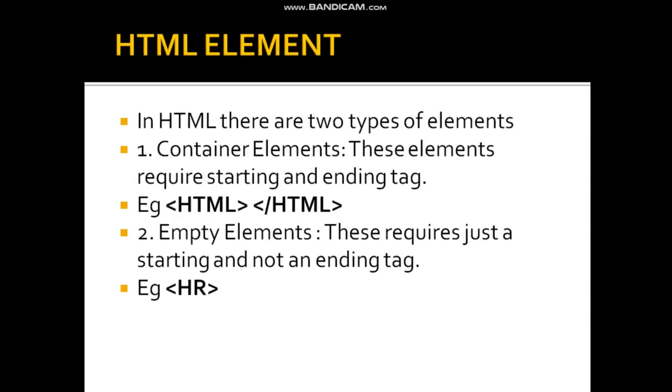Now what are HTML elements? There are two types of elements. First, container elements, and second, empty elements. Container means they have a starting and an ending tag also. Empty elements mean they just require a starting and not an ending tag. Now what is a tag? You might be confused about what a tag is. Just understand that a tag is what is written inside the angular brackets. Can you see? Angular brackets are given in HTML. Whenever something is written inside angular brackets, it becomes a tag.